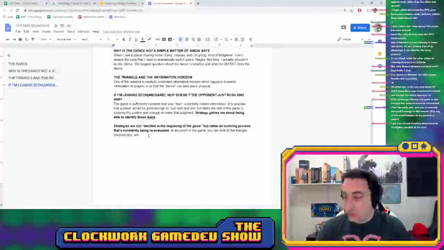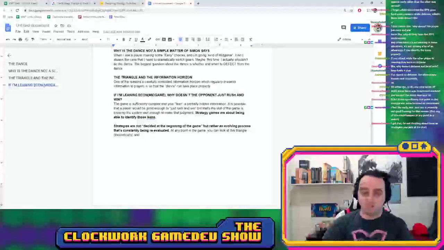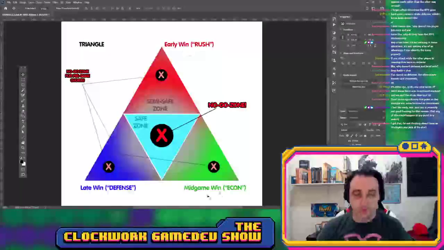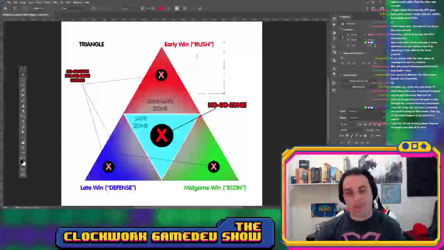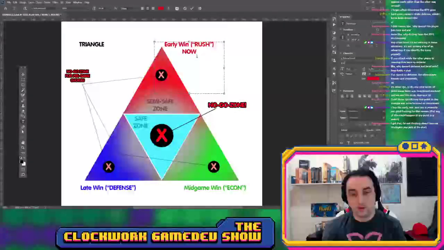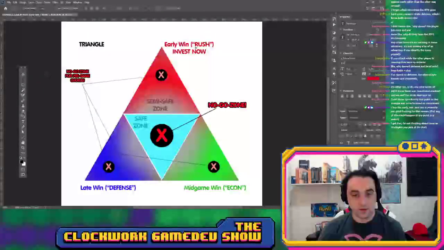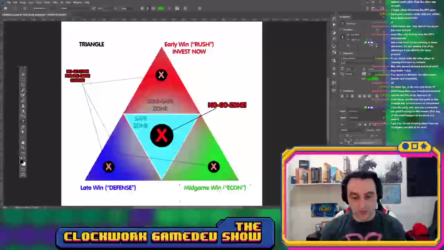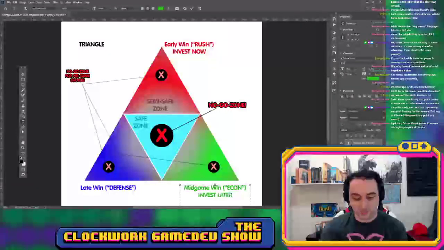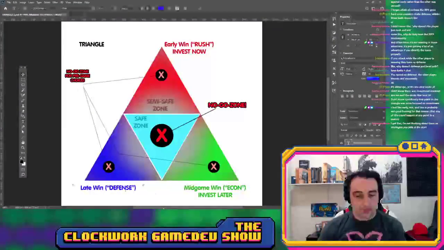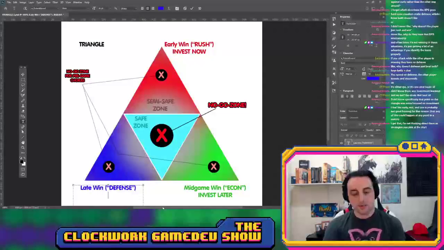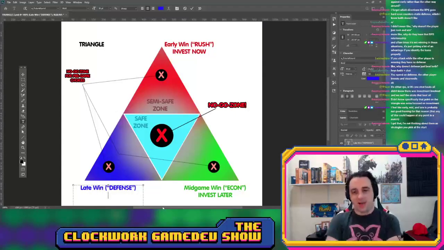Yeah, you're not thinking about them as strategy. Well, I do, but one of the problems with the terms rush, econ, defense, specifically, and maybe this is a problem with early win, mid game win, late game win, maybe this should be thought of as now, invest now. Here's another, let's try this out. Invest later. And this would be like counter invest now or something like that.